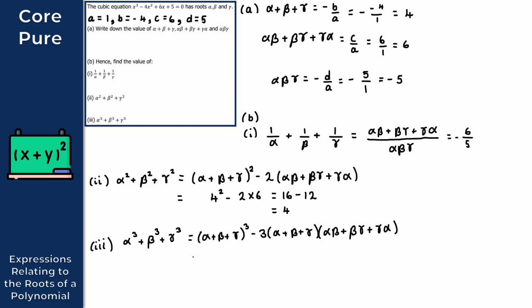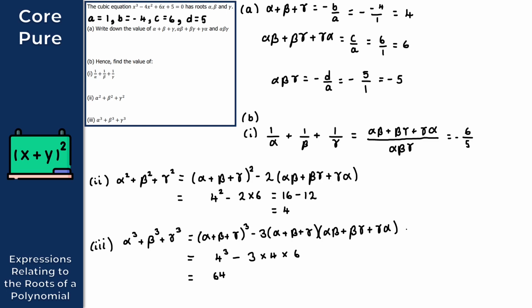Okay, so altogether, what do we have here? Alpha plus beta plus gamma, we know the value of this expression, that's 4. So I've got 4 cubed, minus 3 times this, which is 4, so 3 times by 4. And we times this by this expression, which we know is equal to 6. So putting all of this together, we have 4 cubed, which is 64. I then got 3 times 4 times by 6 here.